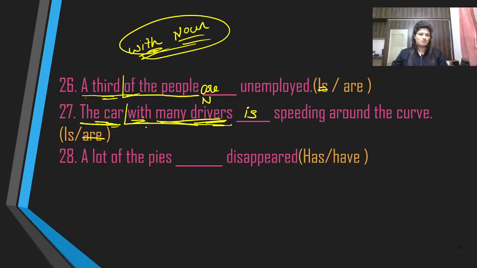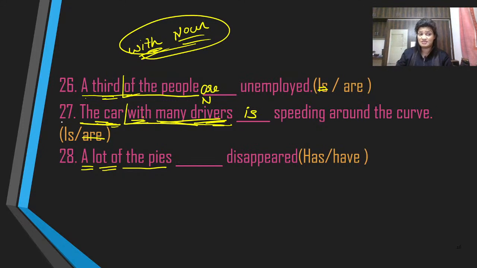So again, different answers. What's the question? A lot of the pies: has, have. Who has answered? Sejal and Sumit. I just told you, when a statement begins with a lot of, in that particular scenario, you take the noun in the prepositional phrase into consideration.